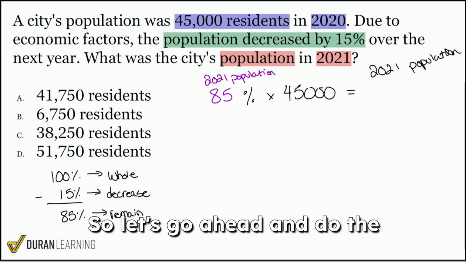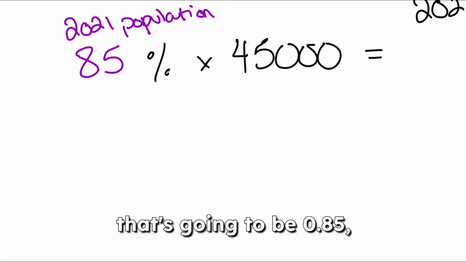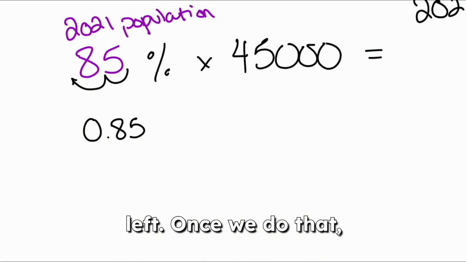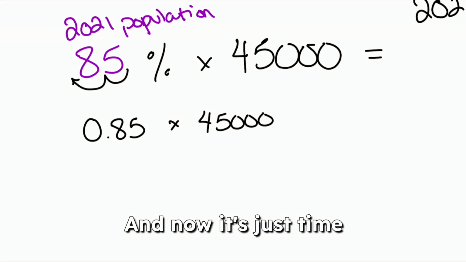And there we go. So let's go ahead and do the math and we're done. So first things first, to turn a percentage into a decimal, that's going to be 0.85, moving it over twice to the left. Once we do that, we just write everything else nice and easy. And now it's just time to calculate.